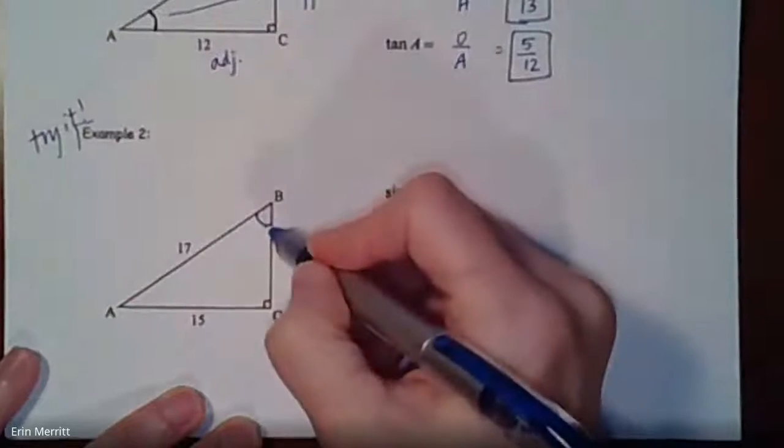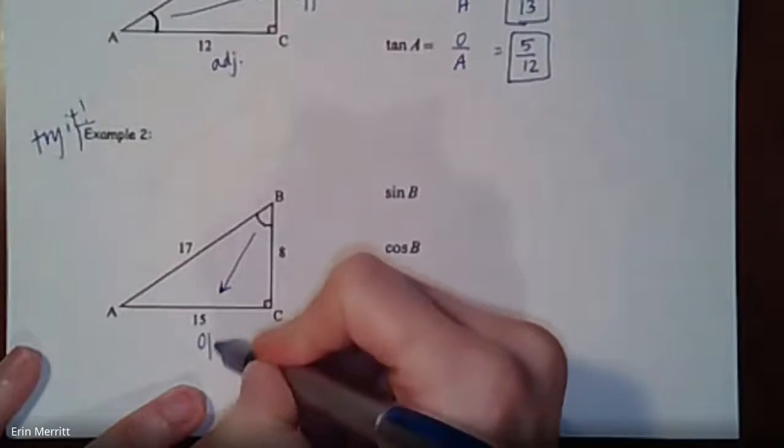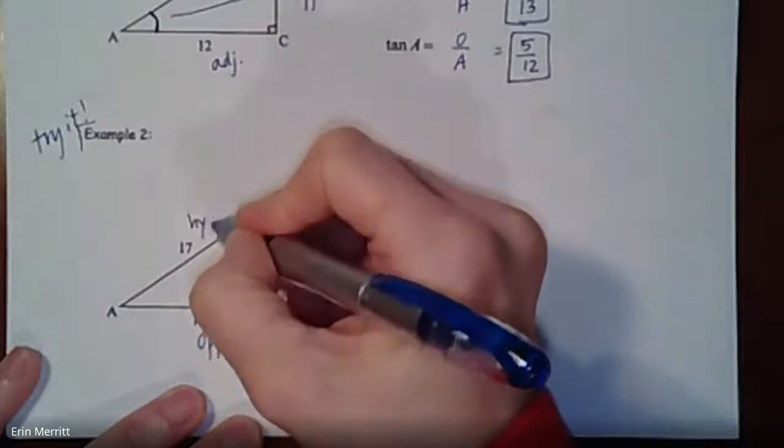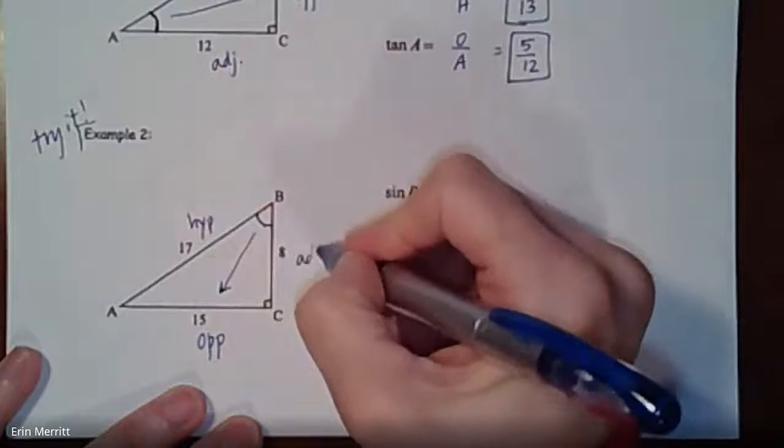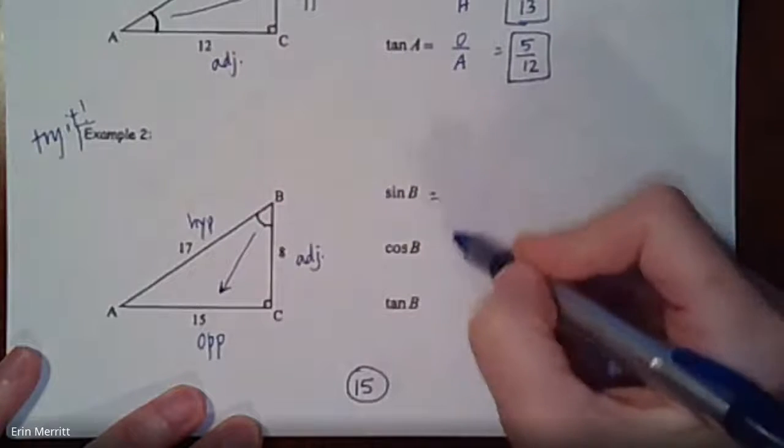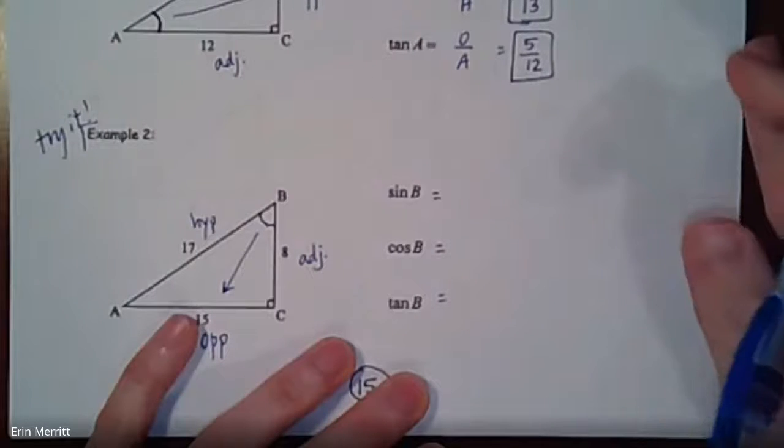If this is B, here's the opposite. Here's the hypotenuse. Next to it would be the adjacent. See if you can fill out those 3 trig ratios, and feel free to pause the video if need be.